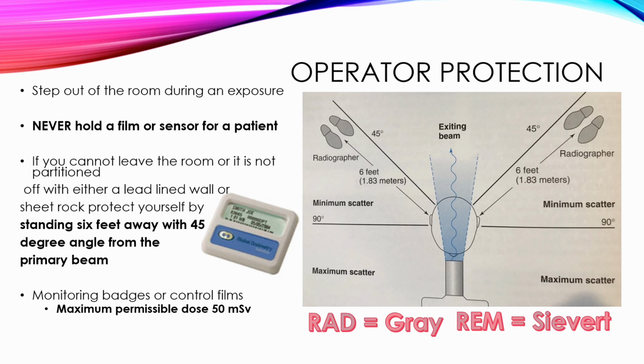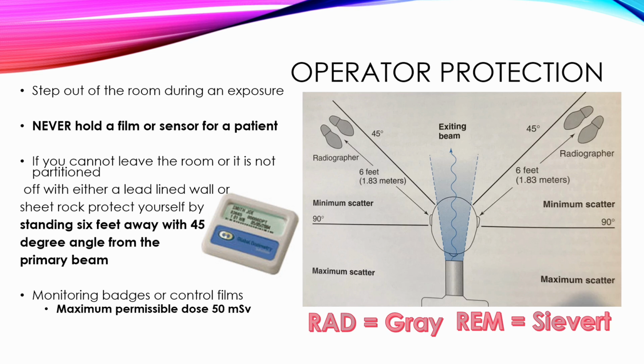You have the ability to step out of the room, unless of course you're using a handheld tube head. If you're using a handheld, you're going to wear a lead-lined apron. You don't ever hold the film in a patient's mouth, and you stand directly behind at a 90-degree angle to the sensor. But otherwise, you can step out of the room behind a wall. If there aren't any walls to physically stand behind, then you want to make sure that you are standing at least 6 feet away and at a 45-degree angle from the primary exiting beam as shown in this picture.